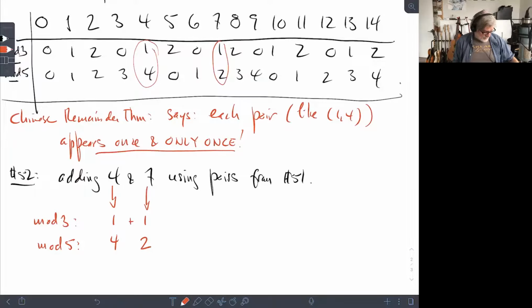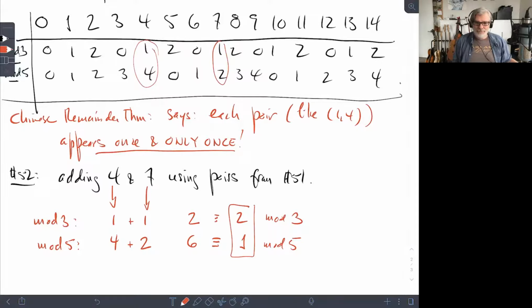If I add those, I'm going to get 2, and here I'm going to get 6. But I'm looking at things mod 5, so this is the same as 1 mod 5, and this is the same as 2 mod 3. So I've got the pair 2, 1. Let's look it up. There it is, corresponding to 11. As expected, 4 plus 7 is indeed 11. So you can actually work with the pairs and you get the right result.